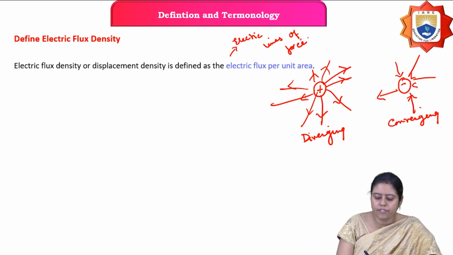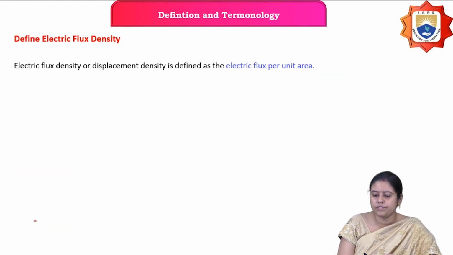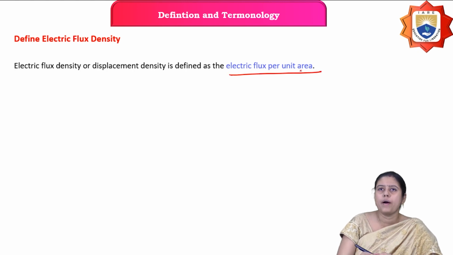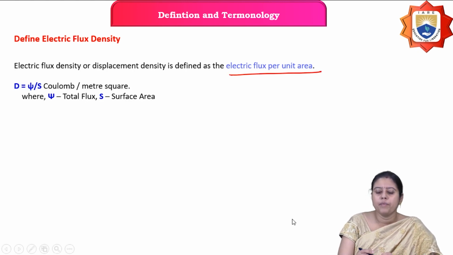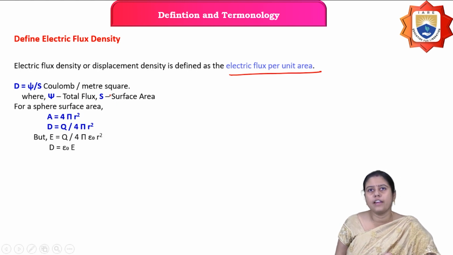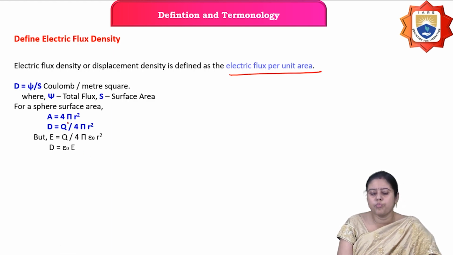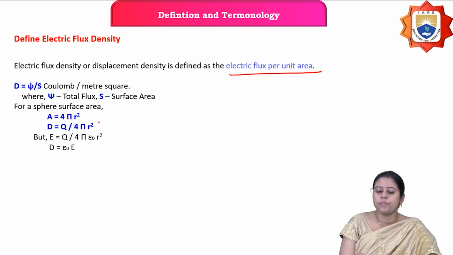So electric flux density or the displacement density is defined as the electric flux per unit area. So if D is the electric flux density, we can write D is equal to psi by S, and the unit is Coulomb per square meter, where psi is the total flux and S is the surface area. Now for a sphere surface, the area is 4 pi r square. So D is equal to Q by 4 pi r square.